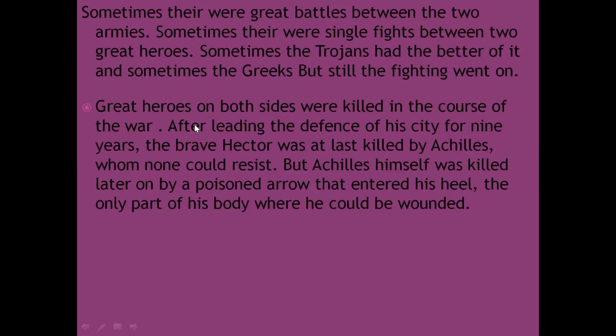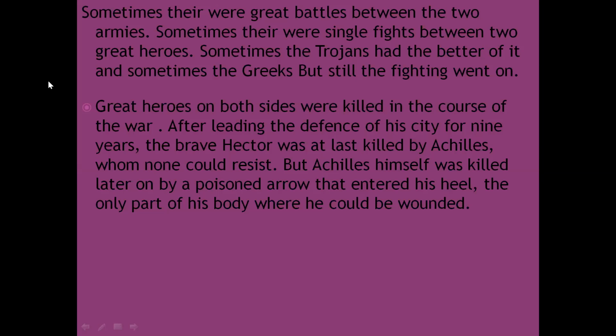Great heroes on both sides were killed in the course of the war. After leading the defense of his city for 9 years, the brave Hector was at last killed by Achilles, whom none could resist. But Achilles himself was killed later on by a poisoned arrow that entered his heel, the only part of his body where he could be wounded. Now we will see the explanation.